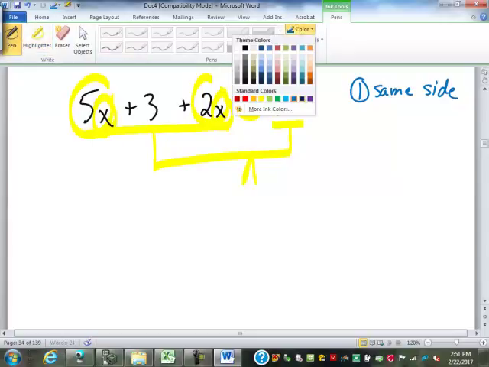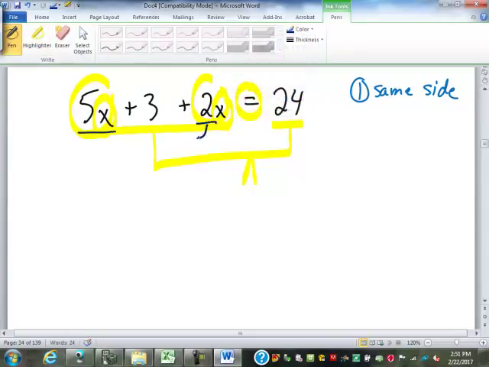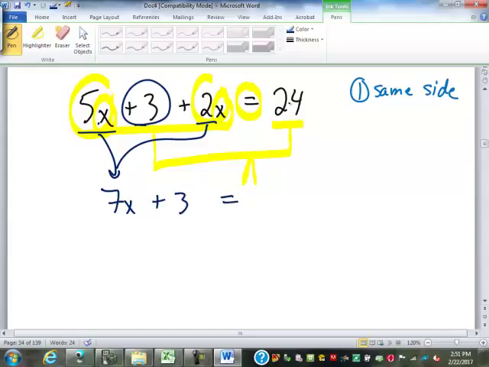Are we able to just push them together? If we pushed them together and made one big pile, like 5x and 2x make 7x, would that change how this scale balances? Well, no, it wouldn't, because they started out on the same side. We could just combine them, and it won't change anything. So 5x and 2x make 7x. We still have the plus 3 there. So 7x plus 3 equals 24.